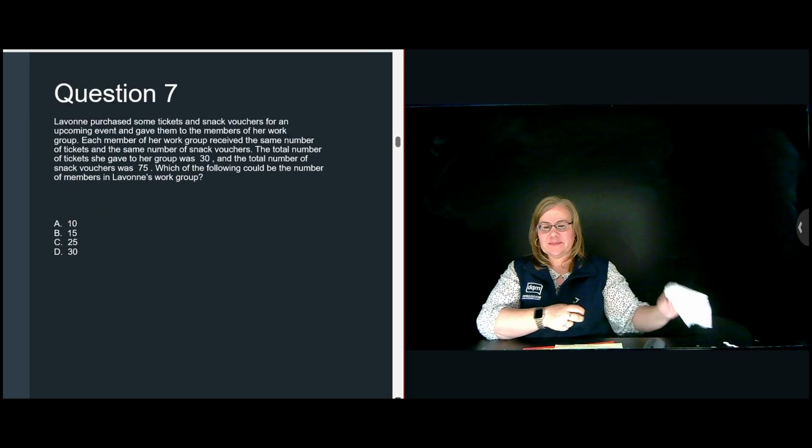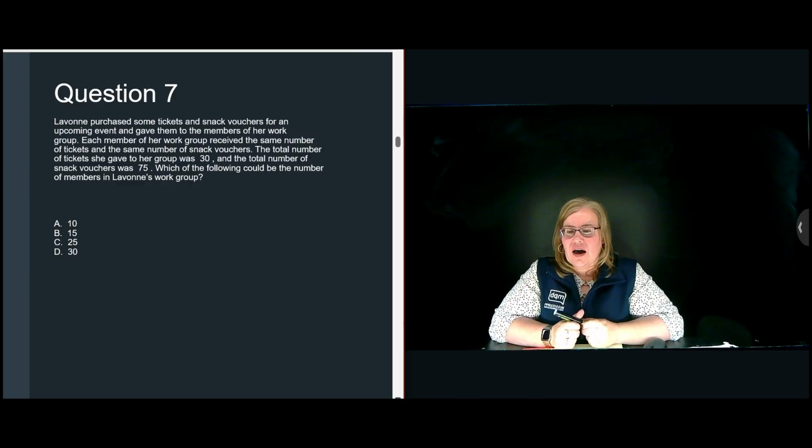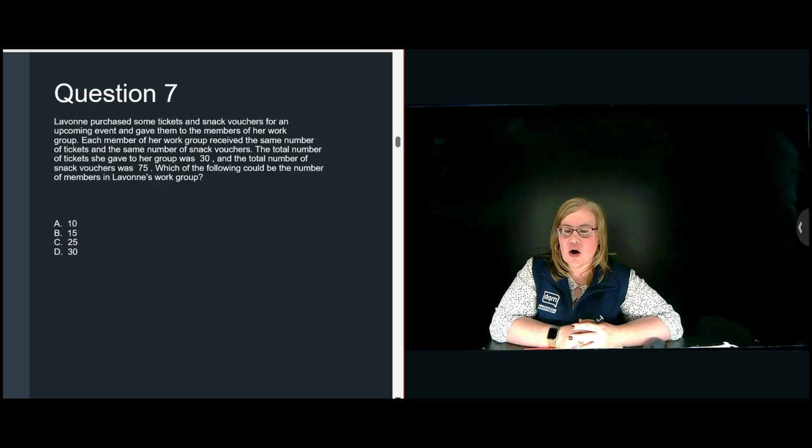All right, it says, Levon purchased some tickets and snack vouchers for an upcoming event and gave them to the members of her work group. Each member of her work group received the same number of tickets and the same number of snack vouchers. The total number of tickets she gave to her group is 30, and the total number of snack vouchers was 75. Which of the following could be the number of members in her work group?